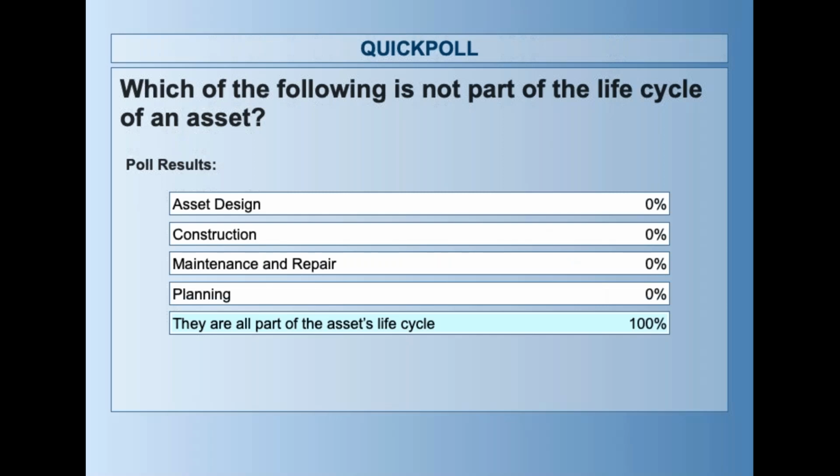Fabulous, woohoo! That was fantastic because you are all correct. Every one of those items on the screen there is part of the asset's life cycle. And it's super important to remember that the asset's life does start much earlier than when you're just operating it. So thank you all for a great final poll.